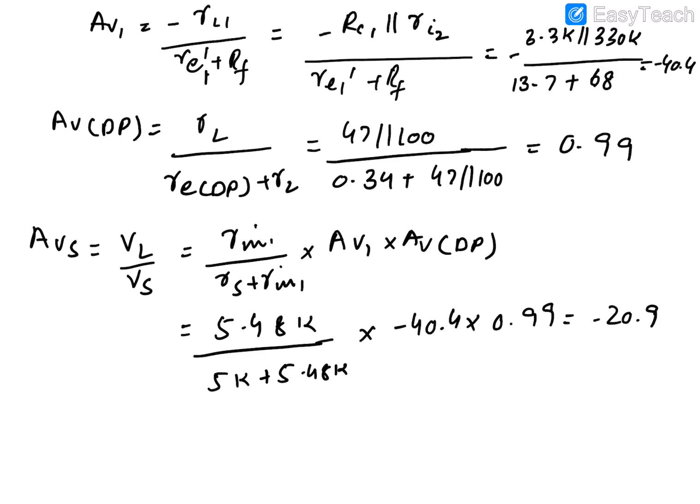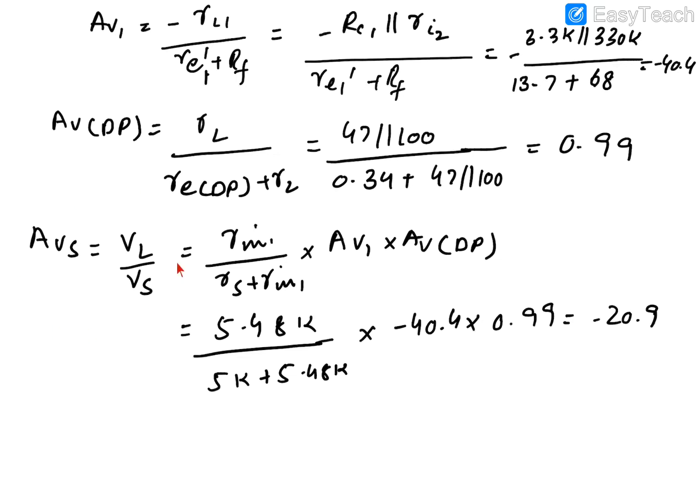Now the gain of the Darlington pair, which is connected as a common collector configuration, is equal to RL2 divided by RE of the Darlington pair plus RL2. RL2 is basically equal to the parallel combination of RE3 and RL. We have already found the value of the emitter resistance of the Darlington pair, which is equal to 0.34. So the gain for the Darlington pair is equal to 0.99.